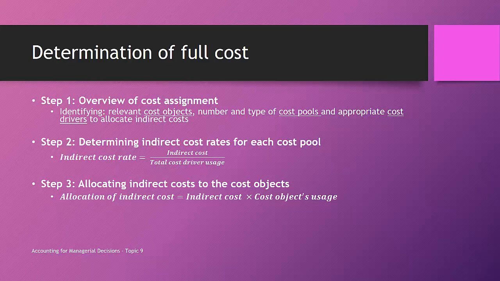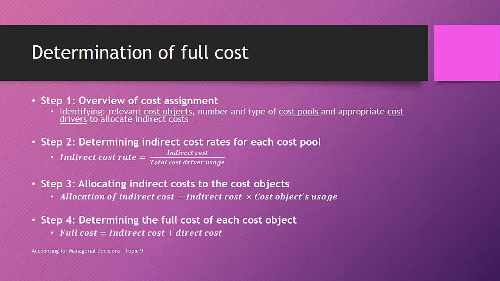And so that's looking at how much that rate is from step 2 and multiplying it by the cost object's usage of that particular cost driver. And finally, once you've done all of that, you can take all the direct costs and the indirect costs, and you end up with the full cost of whatever it is you're trying to organize. It could be a product, could be a service, could be a department, could be a branch or whatnot.